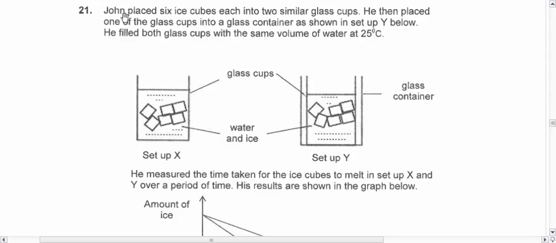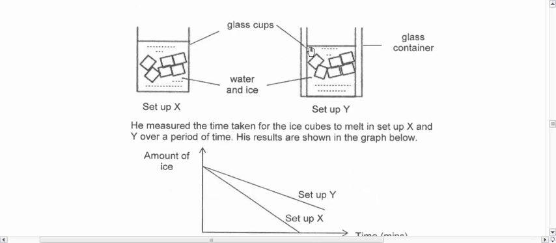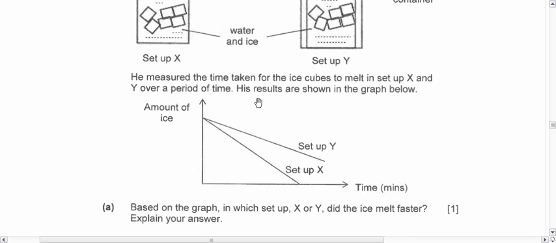So what John did was he placed 6 ice cubes into 2 similar glass cups. Now then he placed one glass into a glass container as shown here. Alright, filled both glass cups with the same volume of water at 25 degrees Celsius. Okay, so then he measured the time taken for the ice cubes to melt.